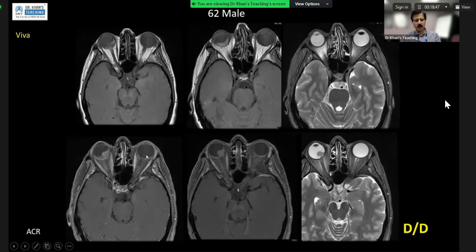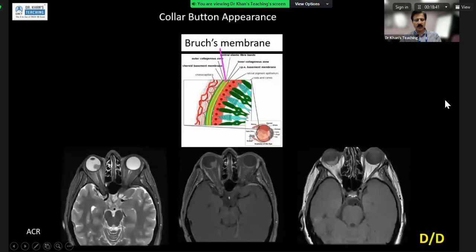And this, if you see here, is on a T1 weighted sequence. It is high signal. And so collar button appearance, the innermost layer of the choroid is what we call the Bruch's membrane. And if it passes through it, it will give you this kind of radiological appearance. Another key point is that it will be bright on T1 weighted sequence.